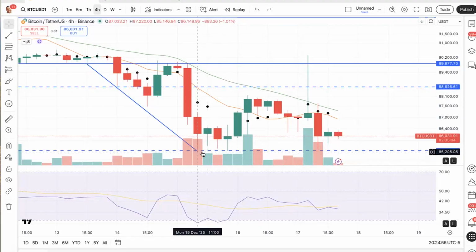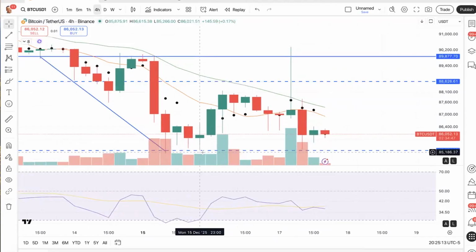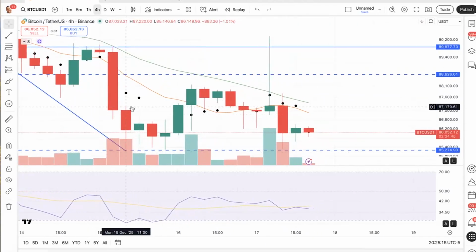We get to a point, and what happens? We get to this 85,274-ish level, and then what happens at this level? Something happened here. It was in a downtrend, and then buyers stepped in at this level.